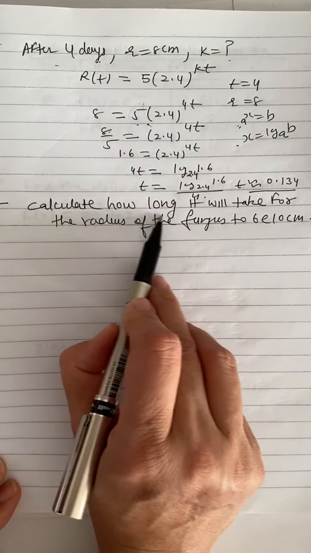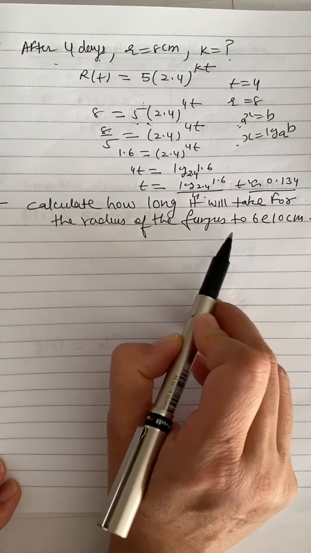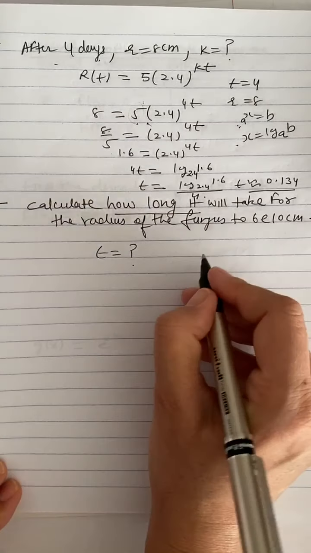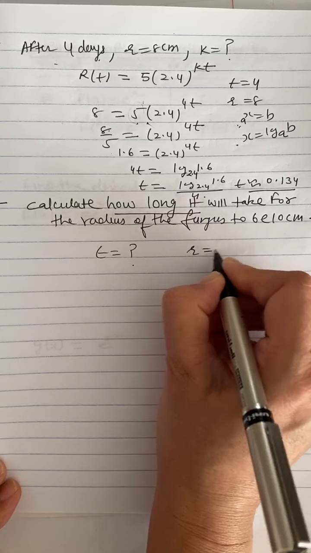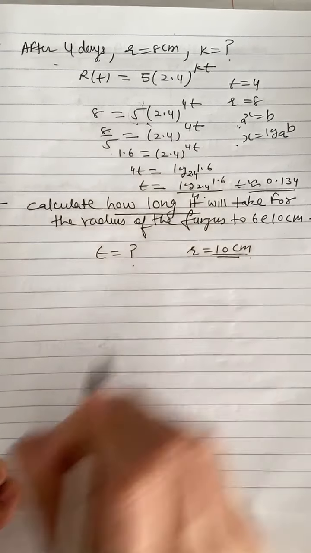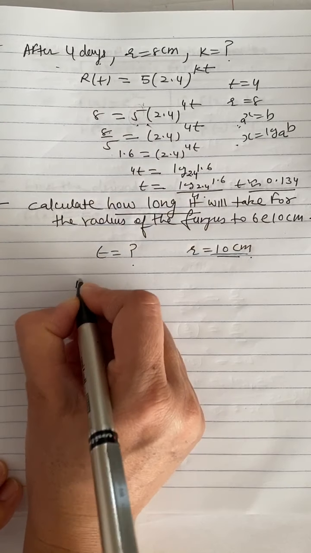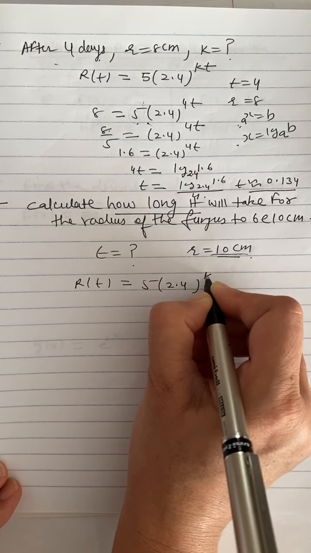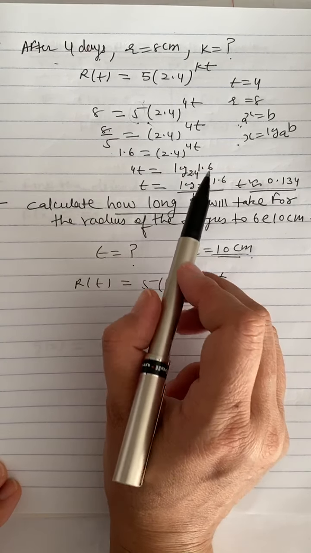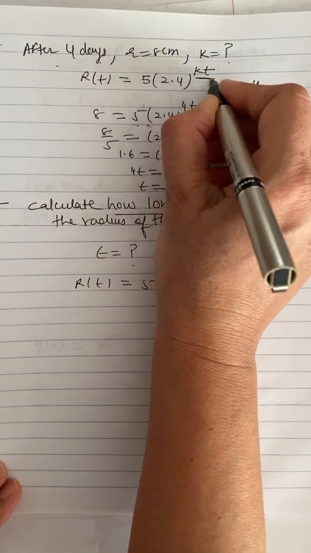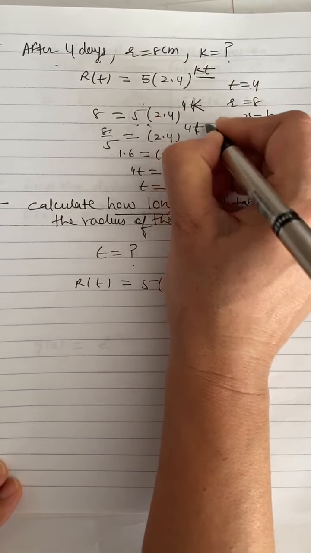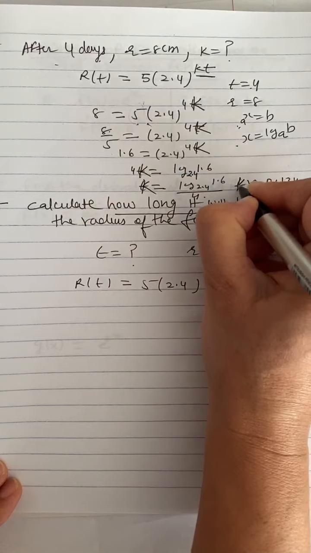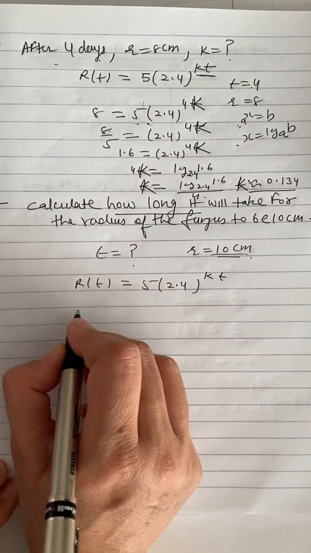Now the next one is calculate how long it will take for the radius of the fungus to be 10 centimeters. How long means you have to find the value of t, and what is given here? Radius is 10 centimeters. Let's substitute; first copy down the information again. So this is 5 times 2.4 to the power of kt. Sorry, in the previous part, because t was 4, it should be 4k. So please go back and fix that. This is not the value of t, this is the value of k. So we'll be using this value of k for the following part.